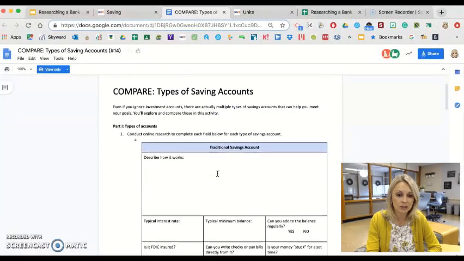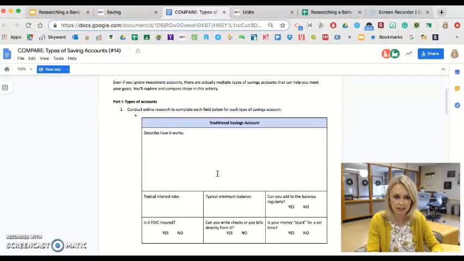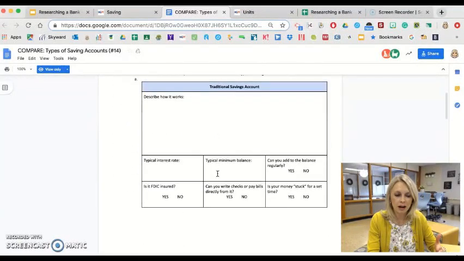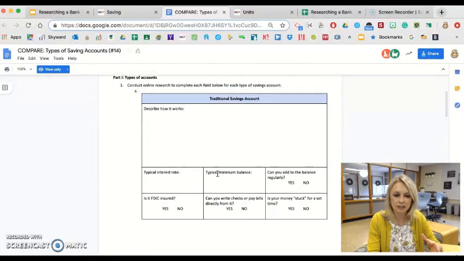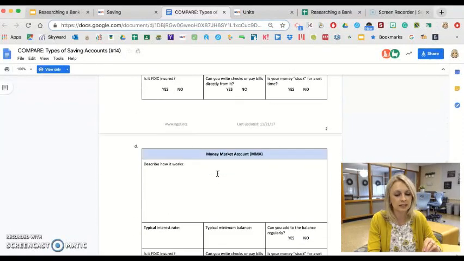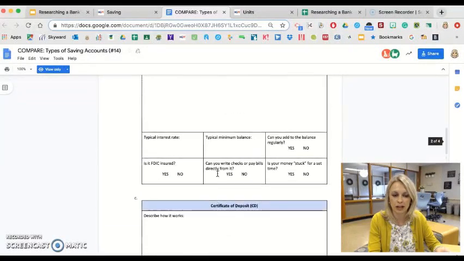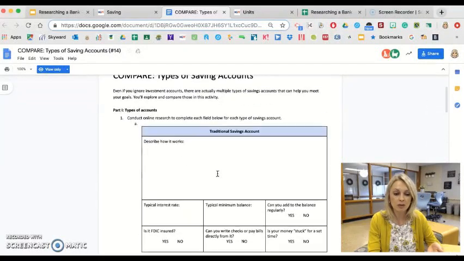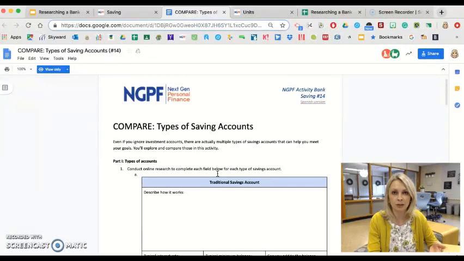One way that I've used it is exactly how it's written in the activity. So at the very beginning, you do some online research to look at traditional savings accounts versus online versus what a CD is versus what a money market account is. So one way to do this that I've done in the past is allow students just to go online, research the answers, type it or write it into the document, doing it on their own individually or in small groups.